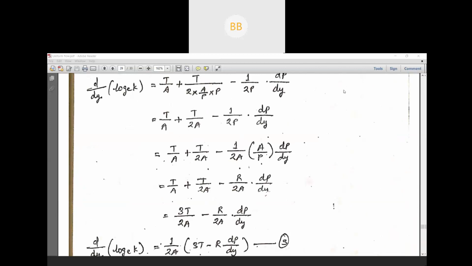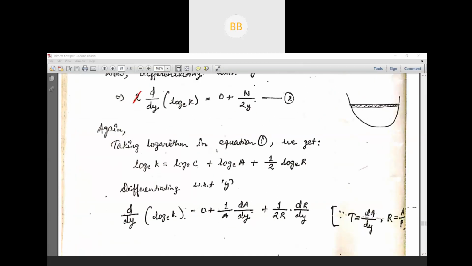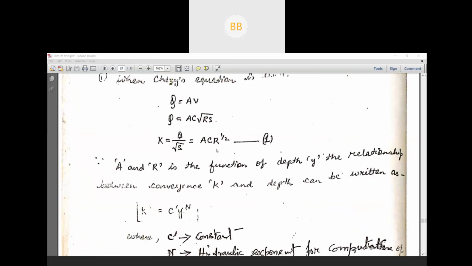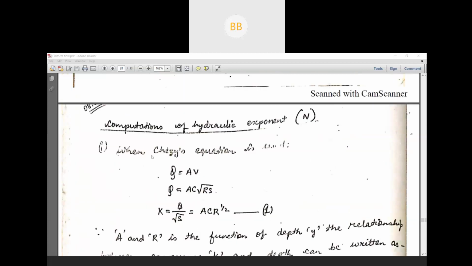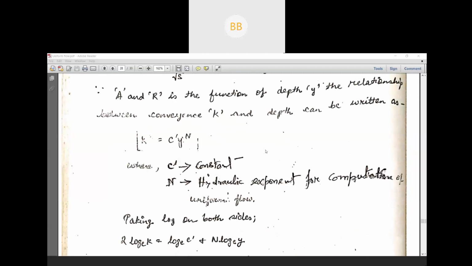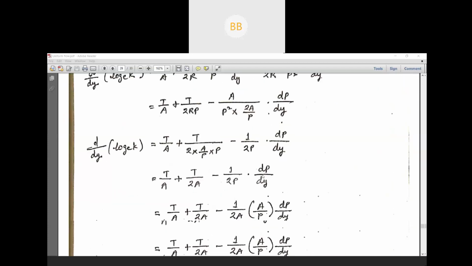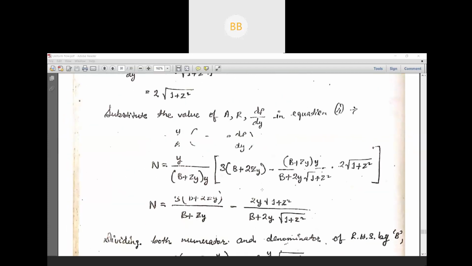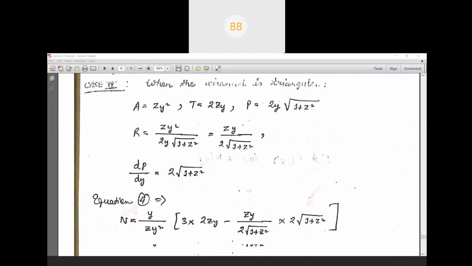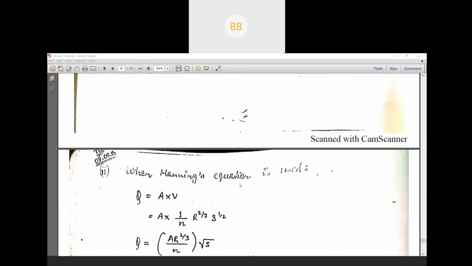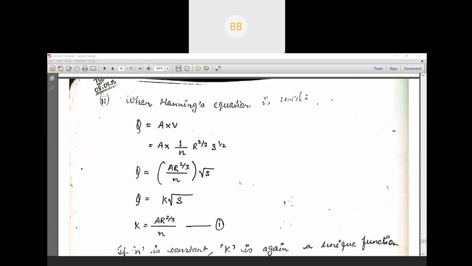In the last class we discussed the derivation for the hydraulic exponent using Sage's equation. Today we are going to derive the expression for the same hydraulic exponent, that is capital N, using Manning's equation.